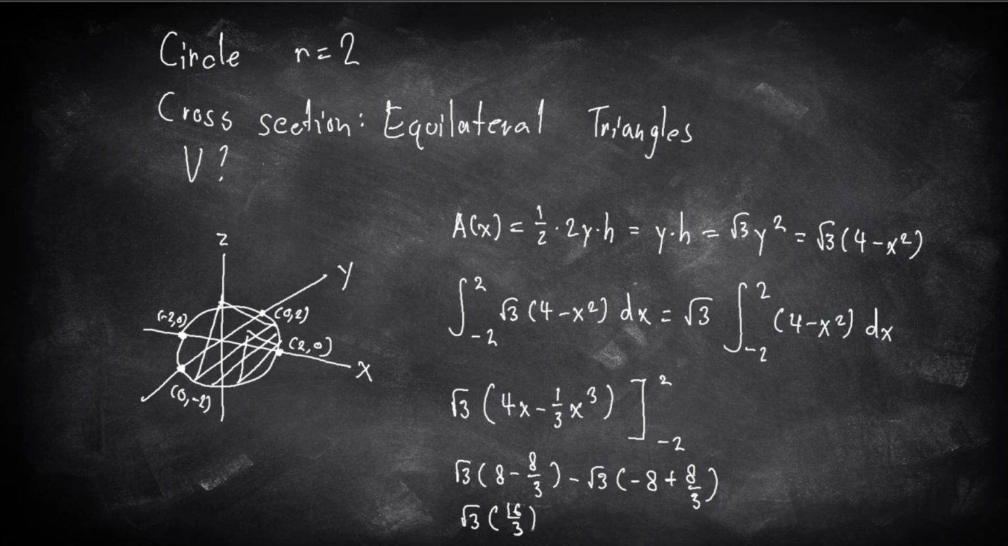Minus, that's -24 over 3 plus 8 over 3, which is -16 over 3. Times this negative makes it positive, so square root 3 times 16 over 3. We just have 2 of these, so multiply by 2. 16 times 2 is 32, so that'll be 32 over 3 square root 3.